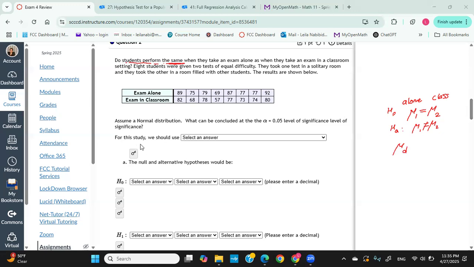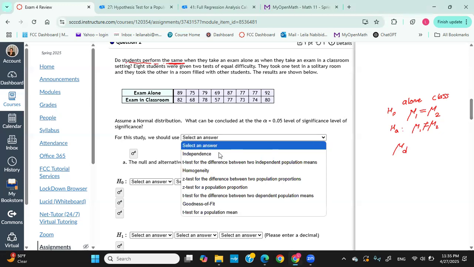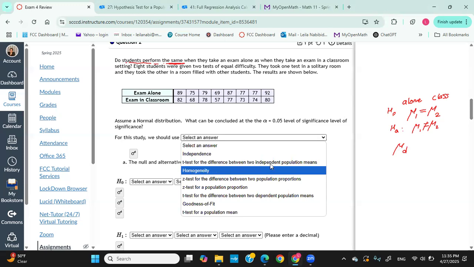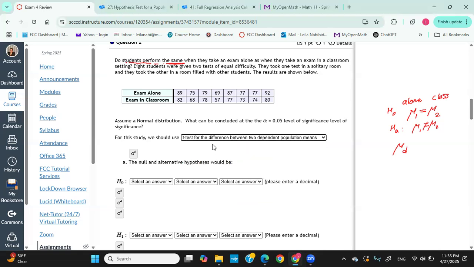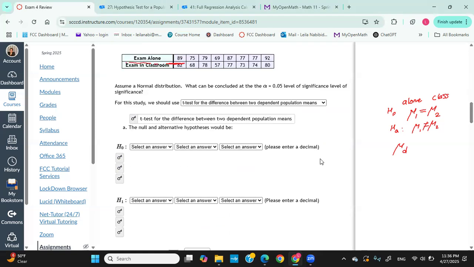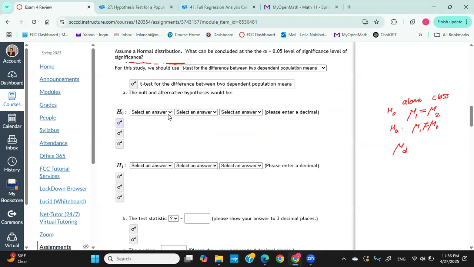In the first part, it says for this study, we should use, for sure, a t-test for the difference between two dependent population means. They are not independent. They are completely dependent. Yes. Then we need to choose the null and alternative hypothesis. But when you look at the options, your options are just mu1 and p1. For sure it is not p1, so my only option is mu1 and mu2. But if I had the option for mu sub d, I could choose this one as well.